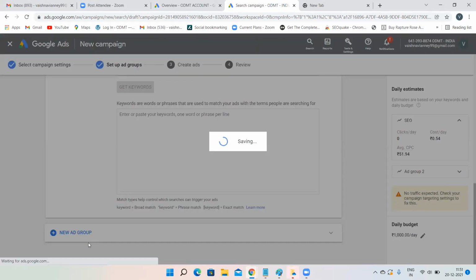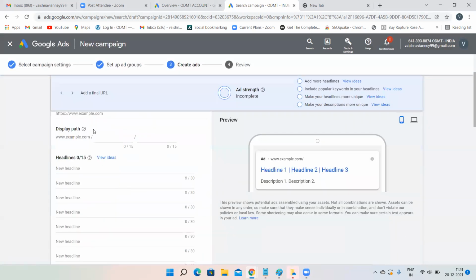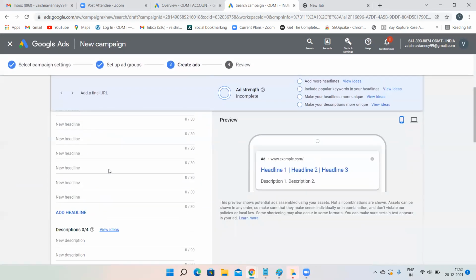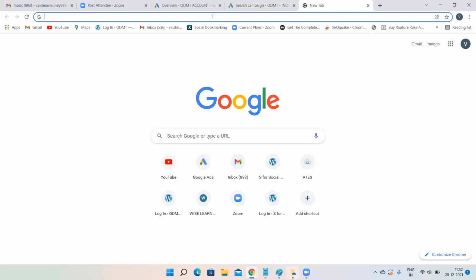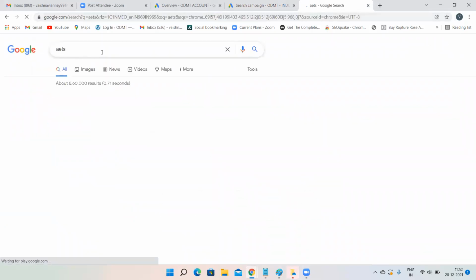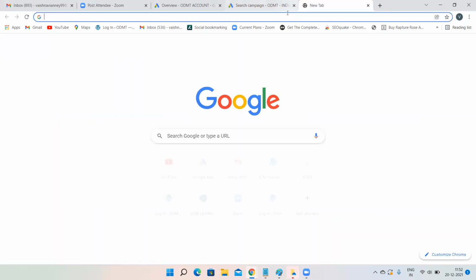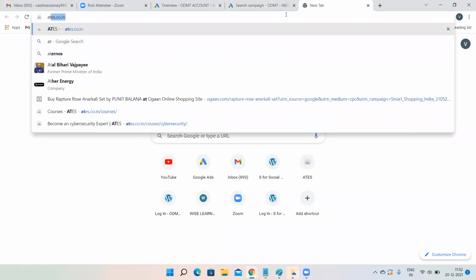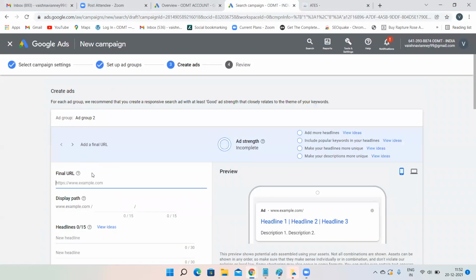Save and continue. Then the last step is that you have to create your advertisement. You have to give your website URL over here, some headlines, and some description. As of now, I'm giving some final URL. Because ODMT hosting has expired, I'm taking yours. Copy, come back over here and paste it.